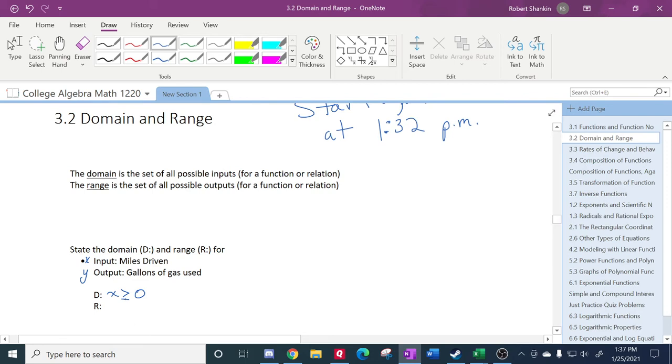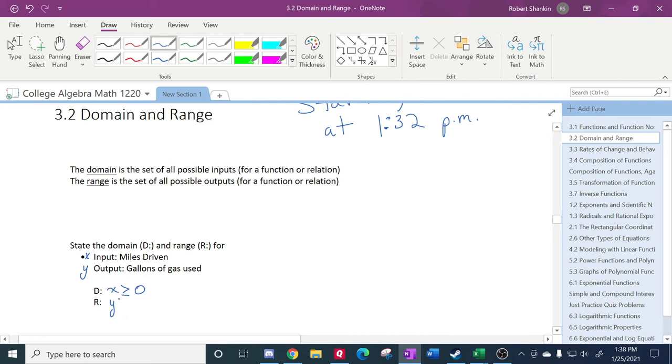Now let's go to y. What must be true about y? Gallons of gas used. Well, same kind of restrictions. Can't use negative numbers. But you could do 0 gallons of gas because we didn't drive at all. So y is greater than or equal to 0.